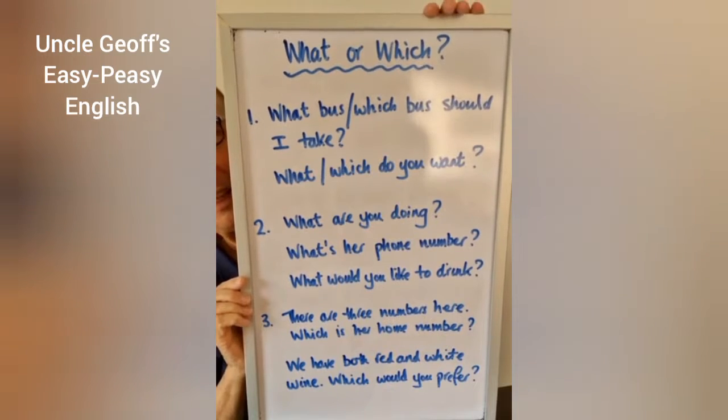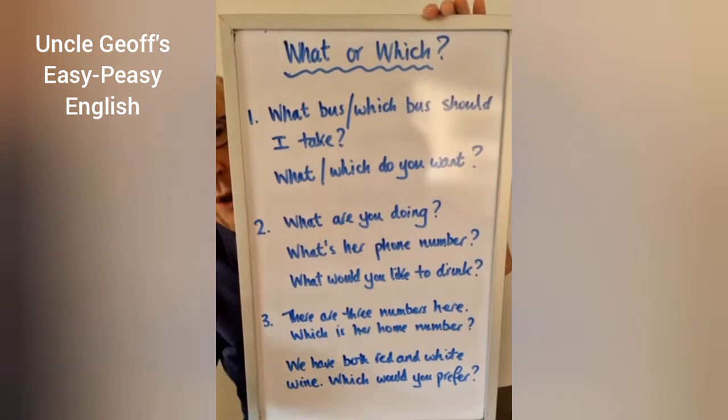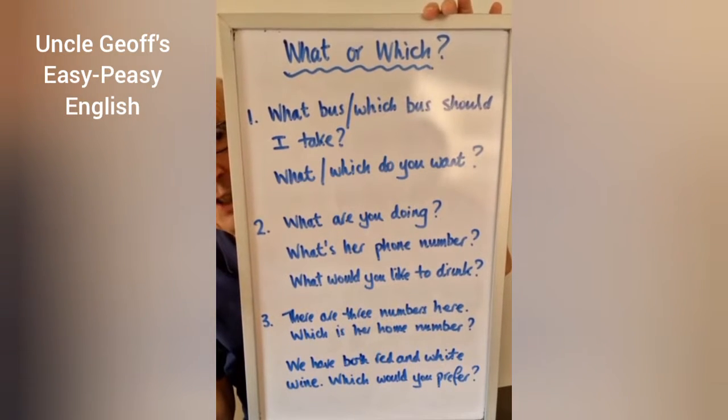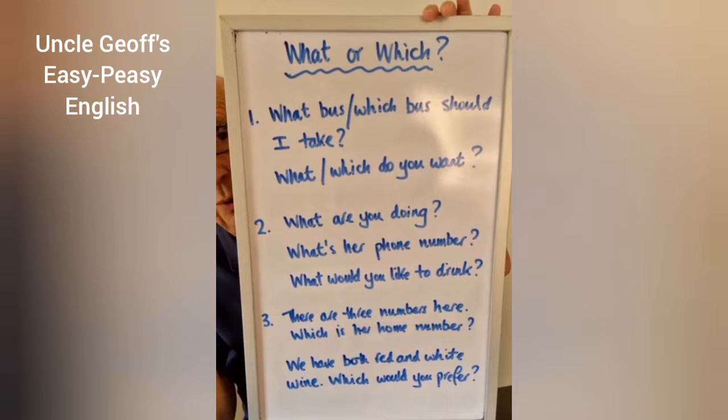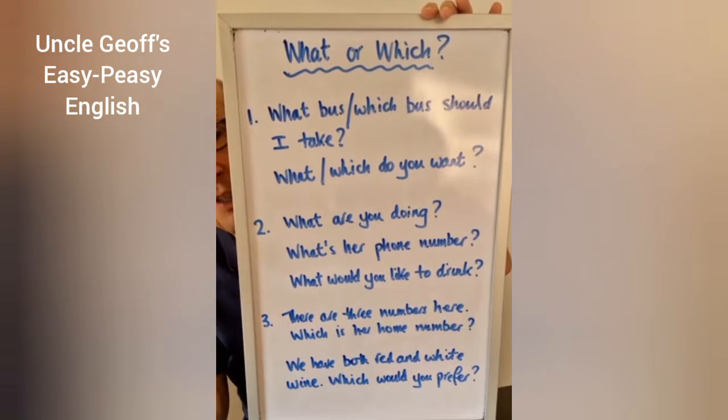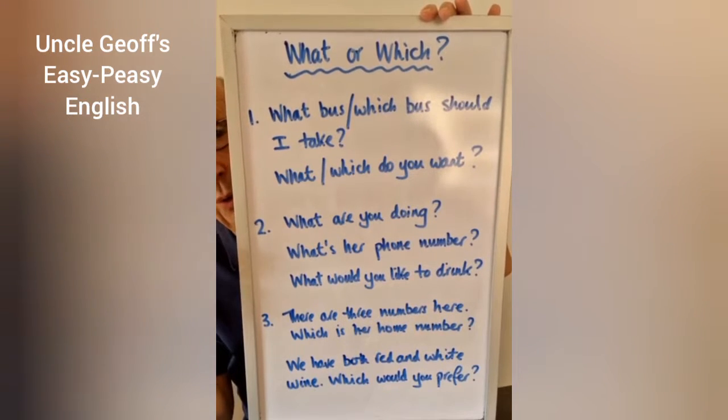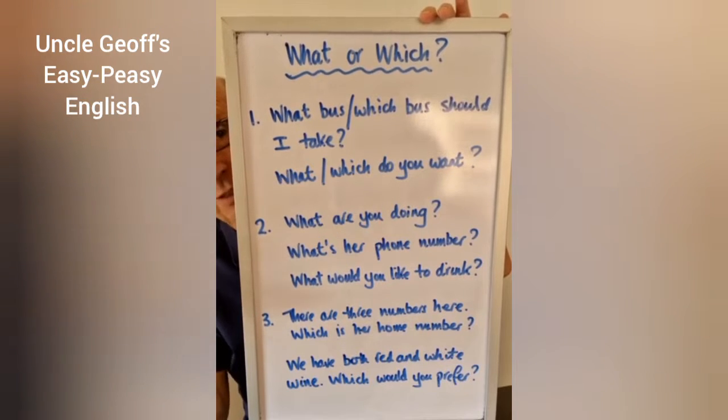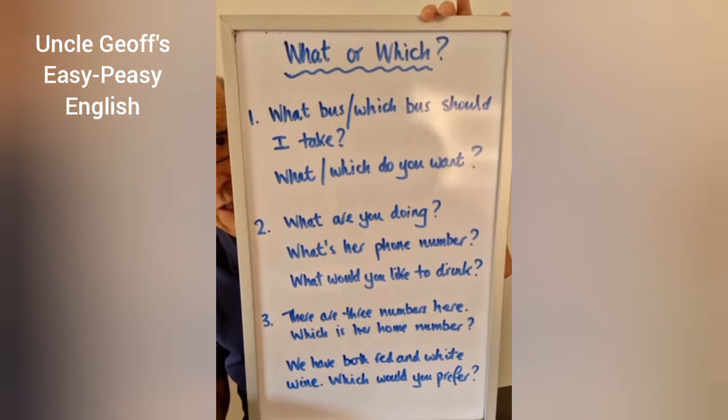So look, we've got what or which. Now then, look at number 1 first of all. You can say, what bus or which bus should I take? Both are acceptable. Bus is a noun, and you can have what or which before a noun. So for that particular sentence, either what bus should I take or which bus should I take?